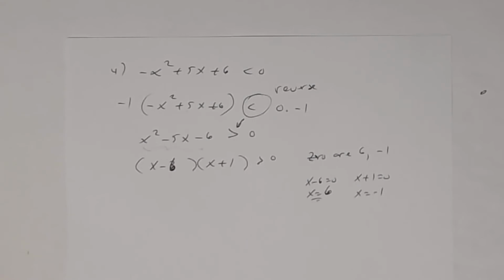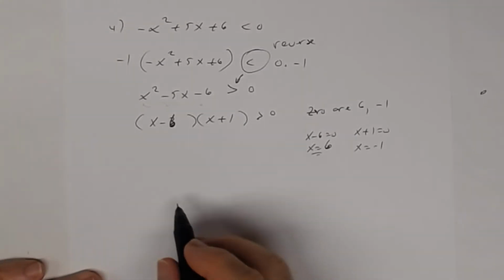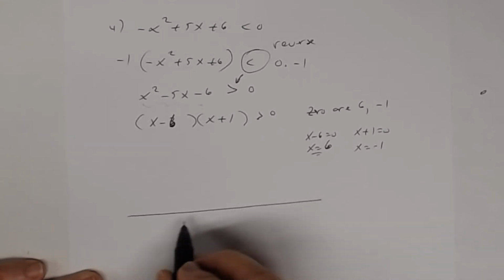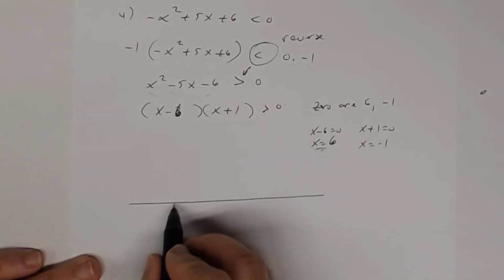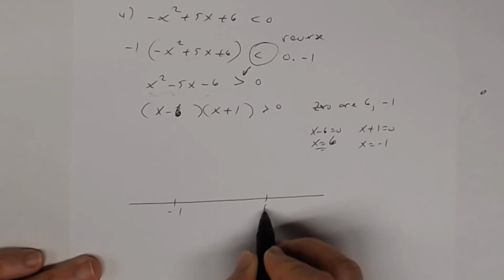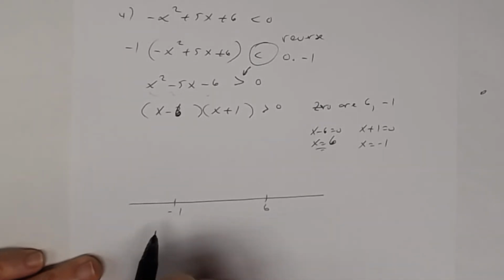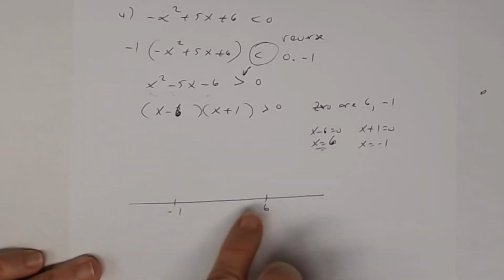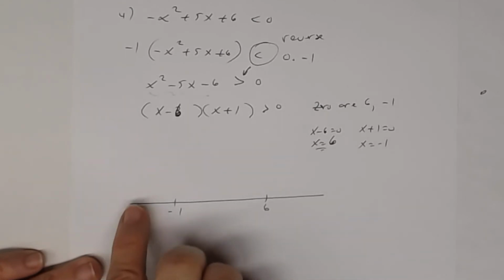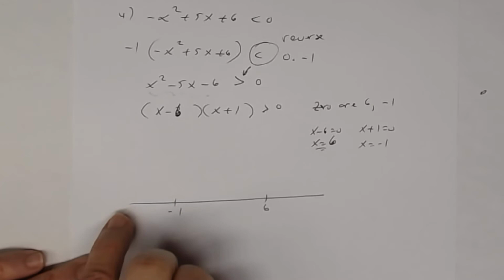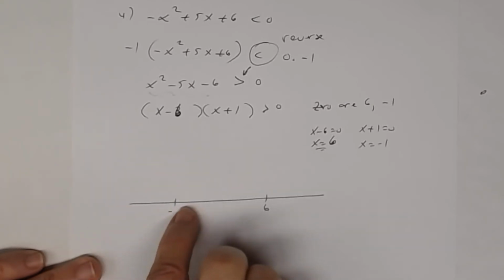So what do y'all do with those zeros now, or those critical numbers? The next step is to do what? Put them on a number line. So I'm going to put them on the number line. Make sure you put them in numerical order. So here's negative 1, here's 6. Notice that these two critical numbers, these two zeros, divided the number line into 3 intervals: negative infinity to negative 1, negative 1 to 6, 6 to infinity.